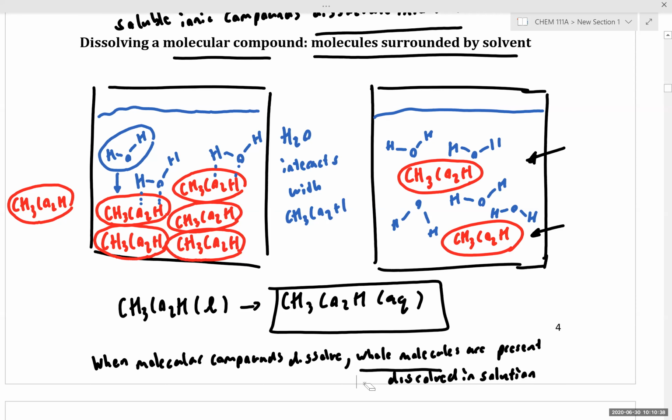A big error that I see students make is they start to pick apart their molecular compounds into their pieces, thinking they're an ionic compound. Molecular compounds generally stay together as whole molecules when they dissolve. And we'll leverage these ideas later on in this chapter and in our discussion of ionic and net ionic equations.